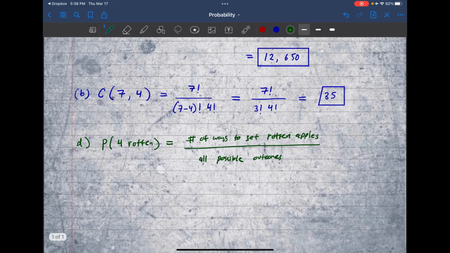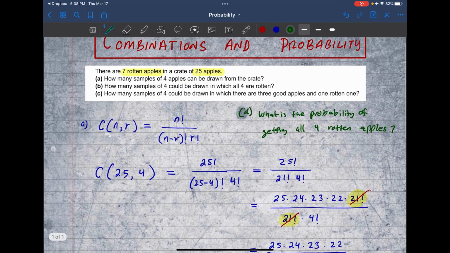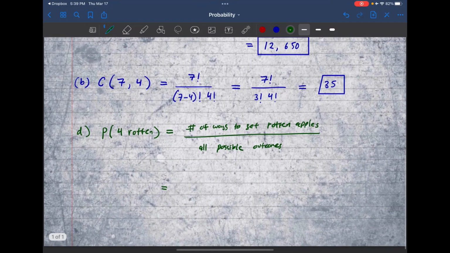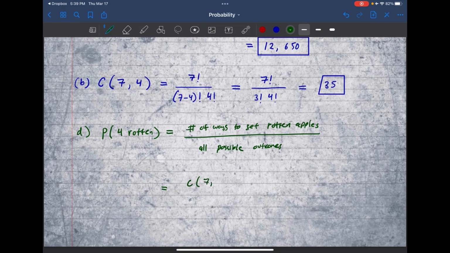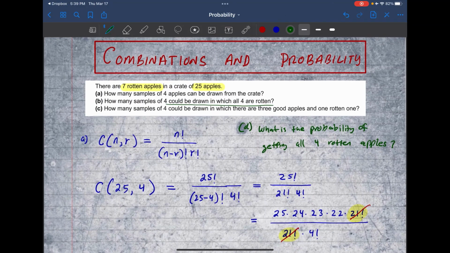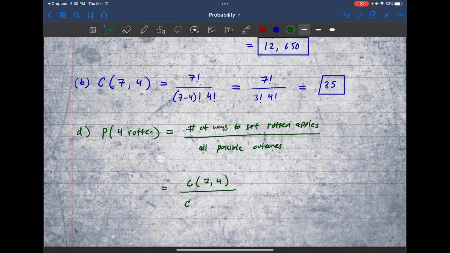Now, what's the numerator of this fraction? The number of ways we can get all 4 rotten apples was answered in our part B: how many samples of 4 could be drawn in which all 4 are rotten. So that's actually the combinations of 7 choose 4 over the entire sample space. That's going to be 25, because there are 25 in total. So 25, we're going to choose 4 of them. So the denominator will be all possible outcomes, that's 25 choose 4.